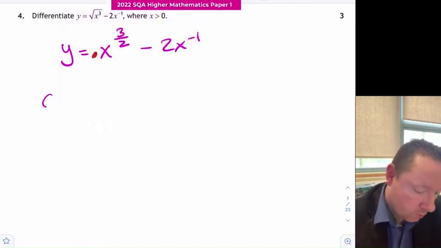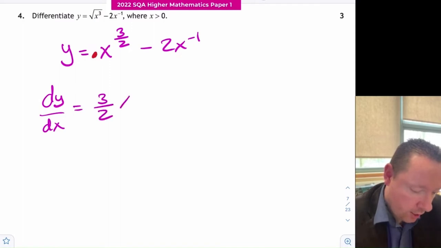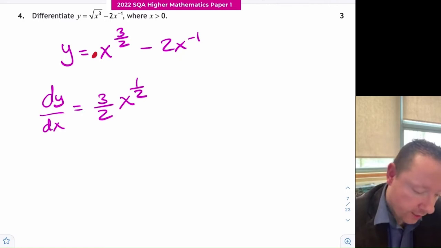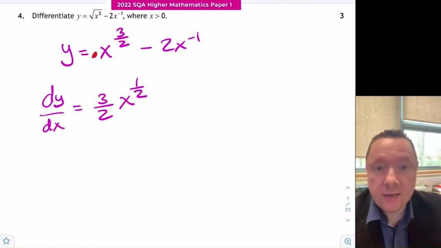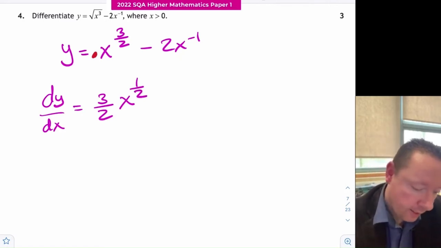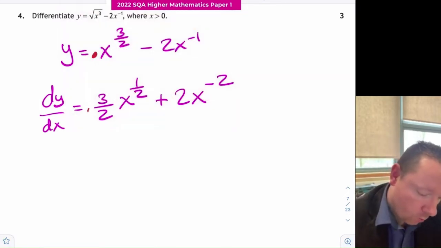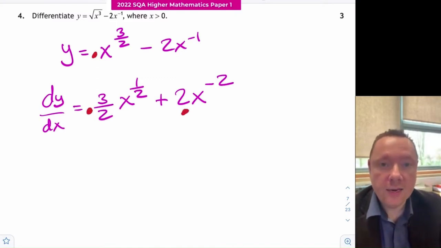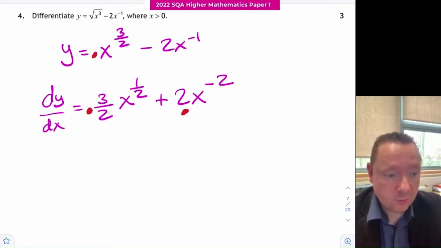So our first mark is for differentiating our first term, which is 3 over 2 x, take away 1 from 3 halves, and that's 1 half. There's a mark there. And then differentiating our second term, minus times a minus is a plus, so it's plus 2x to the power of minus 2, taking away 1. So our final mark is 1 here and 1 for this term here. We do not have to go any further than that in this question, so if you did go further, that's fine, but you don't have to.